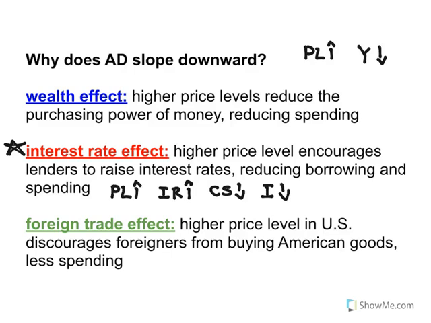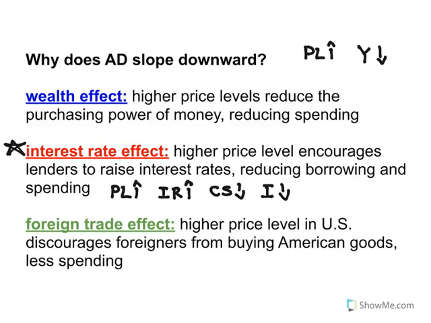This relationship between interest rates, borrowing, and spending is very important. Higher interest rates, less borrowing, less spending. Lower interest rates, higher borrowing, higher spending, right? So interest rates are a way to control how much spending, and therefore how much GDP, there is in an economy. If you want less spending, raise interest rates. If you want more spending, lower interest rates. Very important relationship to know.